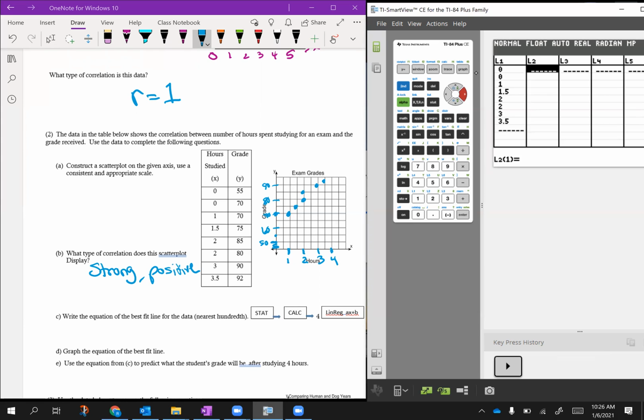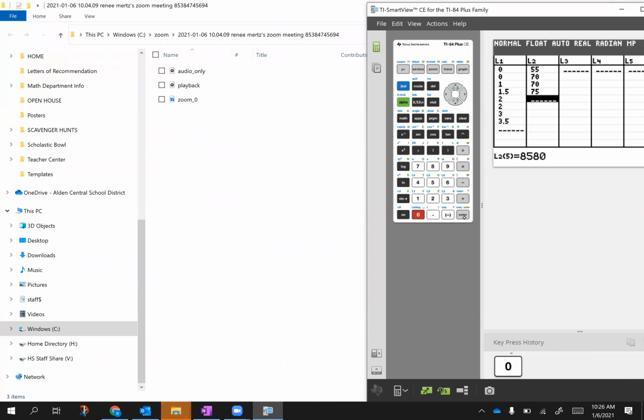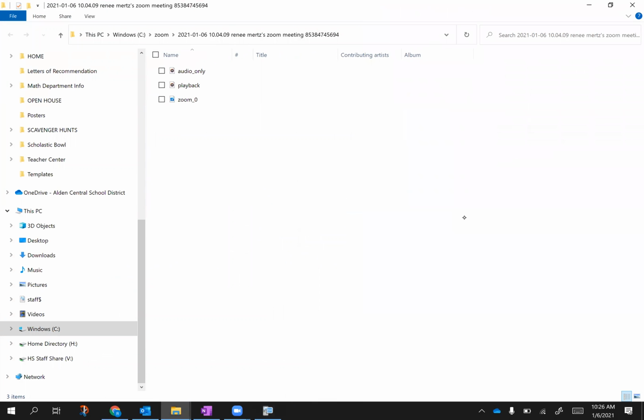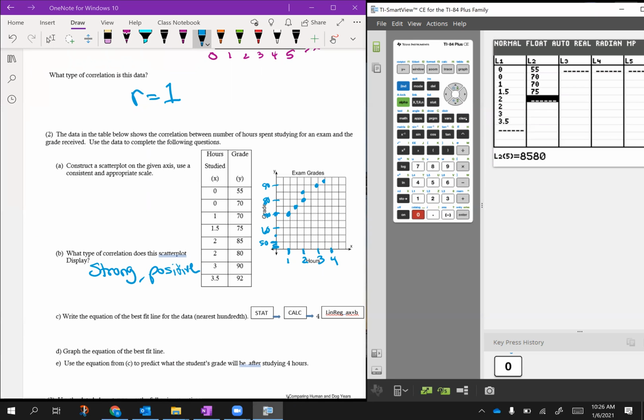Okay, then in list 2, we're putting in those scores: 55, 70, 70, 75, 85, 80, 85, 80, 90, and 92. They should always line up and match perfectly. If not, you're going to get an error and it will tell you that you have to fix something.